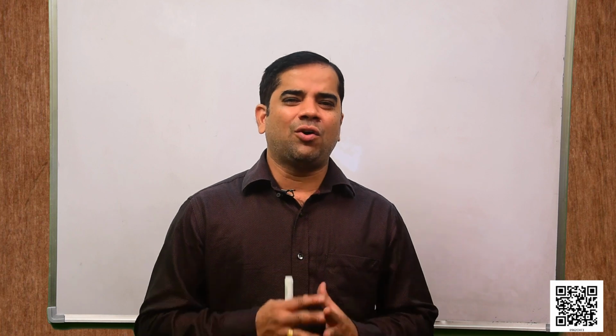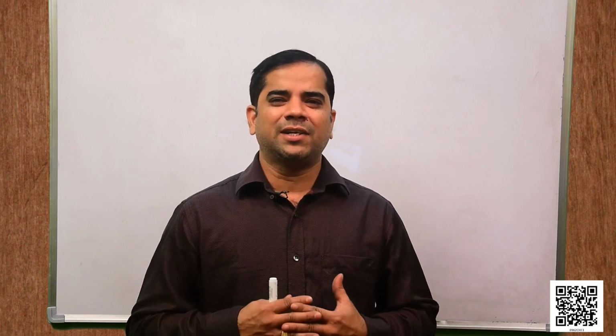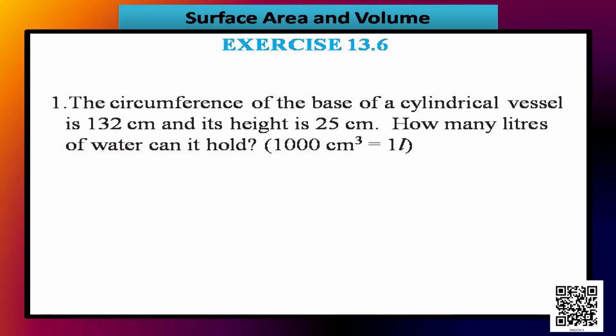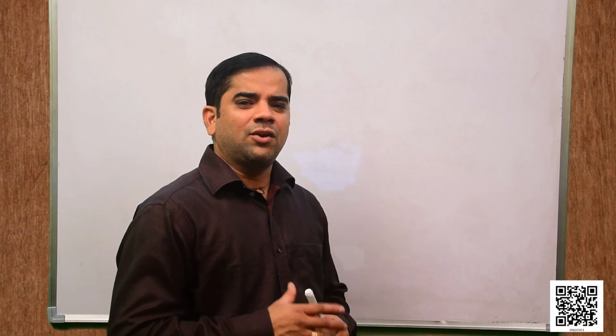Students, let us now discuss exercise 13.6. Okay. Let us solve question 1. The circumference of the base of a cylindrical vessel is 132 centimeter and its height is 25 centimeter. How many liters of water can it hold? Okay. And it is instructed to take 1000 centimeter cube as 1 liter. Okay. So students, let us solve question 1.